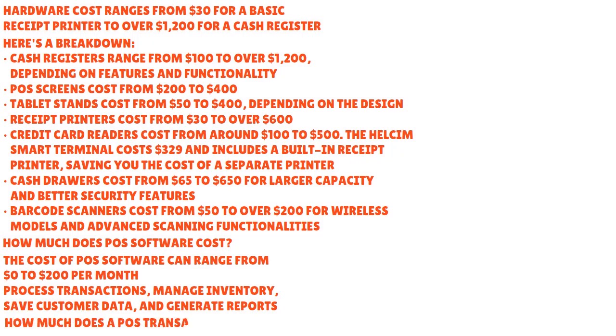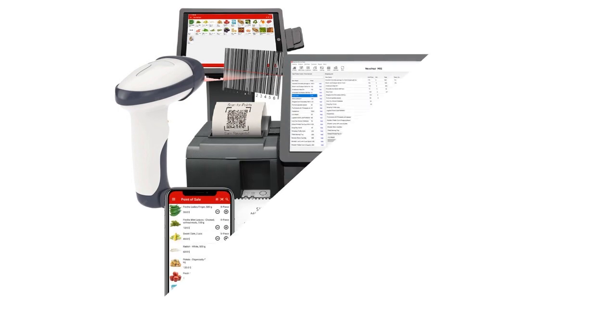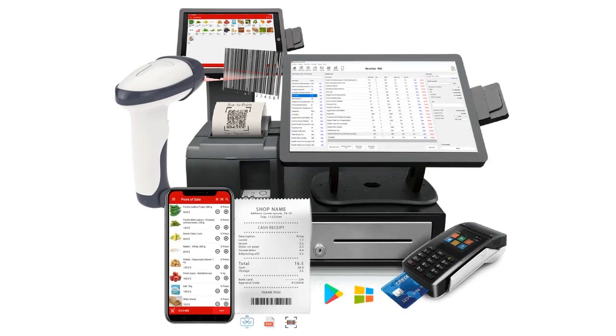Now, let's talk about a POS transaction. How much does it cost really? The thing is that each POS transaction can cost anywhere from 1.7% to 3%. So if you're thinking about getting a POS for your business, you want to keep this number in mind, okay? So 1.7% to 3%. So this can be big or small depending on your situation.